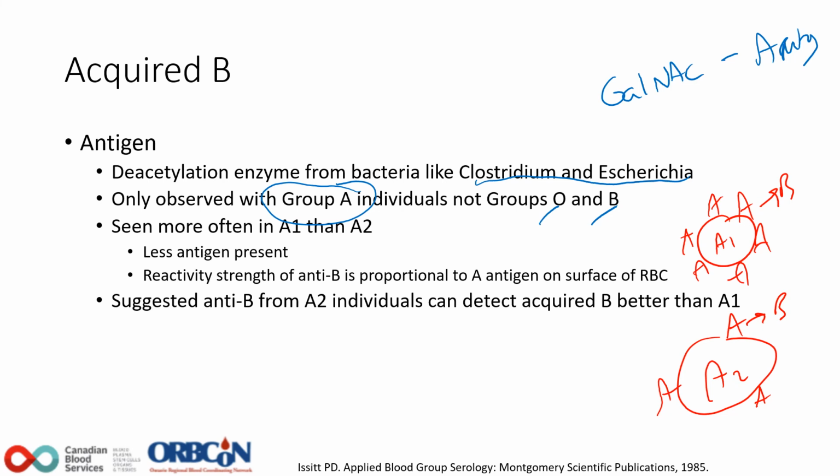And there was some speculation back in the day that the anti-B from an A2 individual actually could detect an acquired B better than an anti-B from an A1, but it was never really held up and it was never really fully fleshed out. But you may hear that every once in a while, that a naturally occurring anti-B from an A2 individual can detect acquired B, whereas an anti-B from an A1 individual should not react with an acquired B.